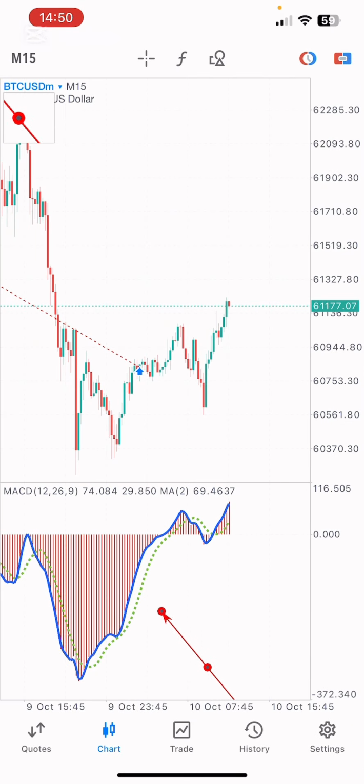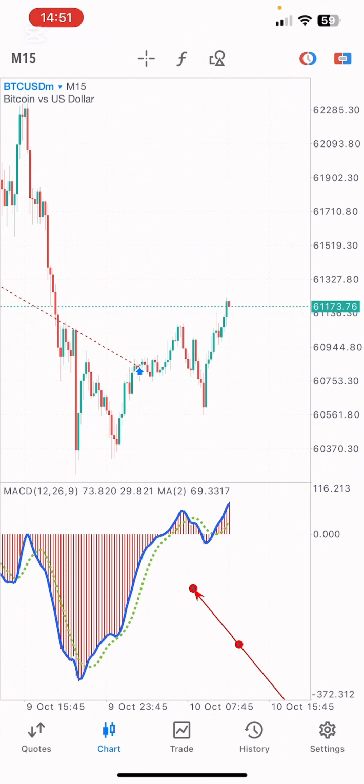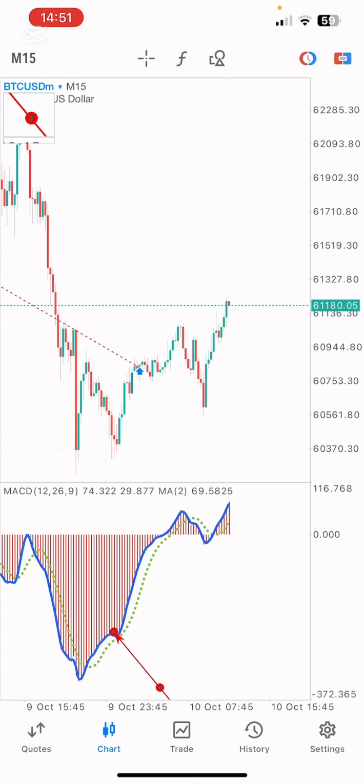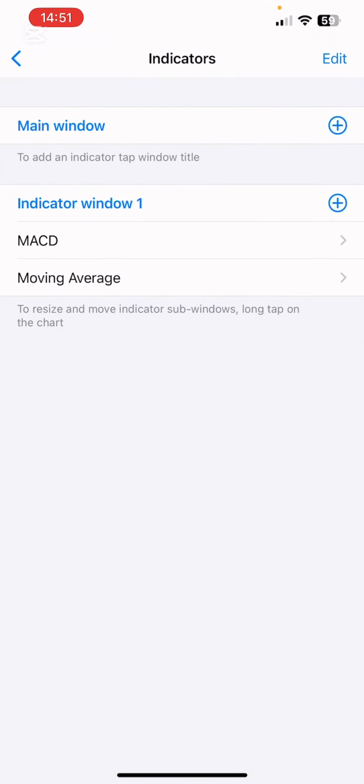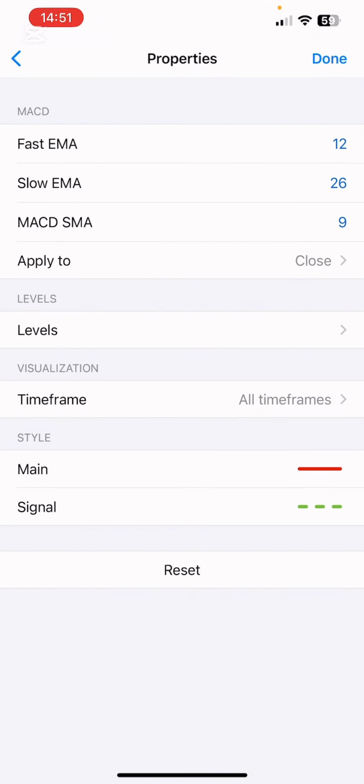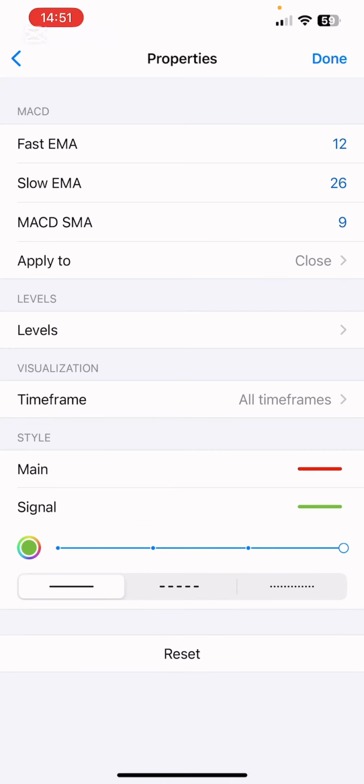So this basically is what we have: our MACD line. The MACD line is the line that basically crosses over. All right, this blue line is our MACD line. When this blue line crosses over the green line, the line is like this. So let's use this straight one, so it's better.